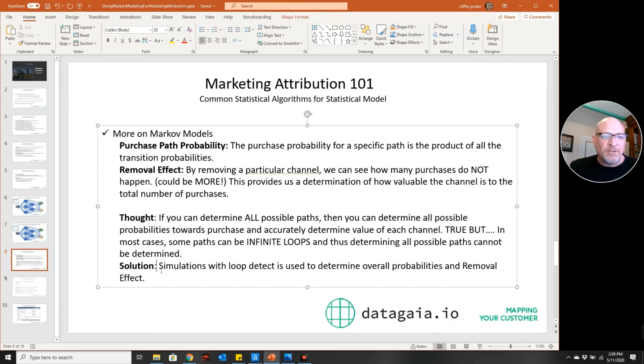Okay? And that's exactly what we do. When we take your data and when we're figuring this out, when we do the removal effect, we do simulations. The greater the number of simulations, the more accurate the output we're going to get from the removal effect calculations. Okay, so if we do 100,000, it'll give us a certain number. If we do 1 million, it's going to be more accurate. And hopefully this makes sense to you.